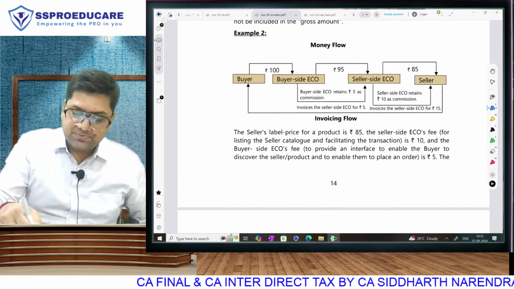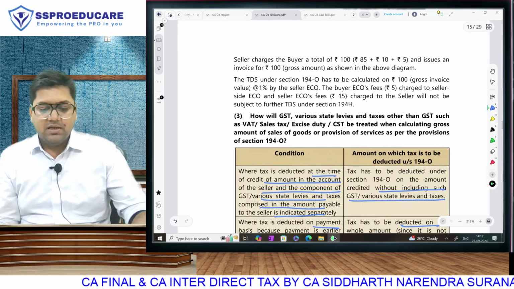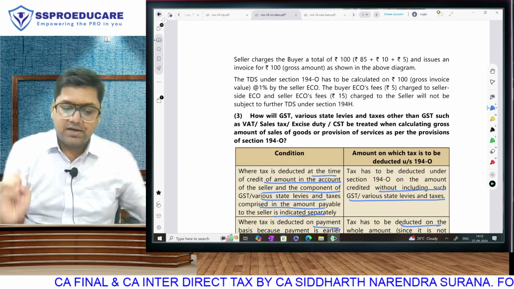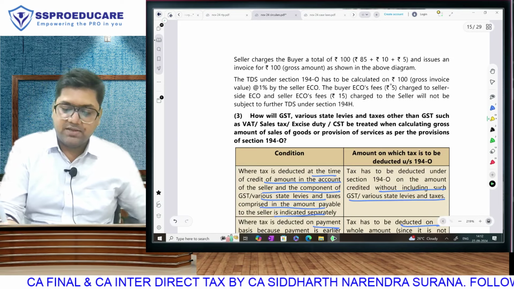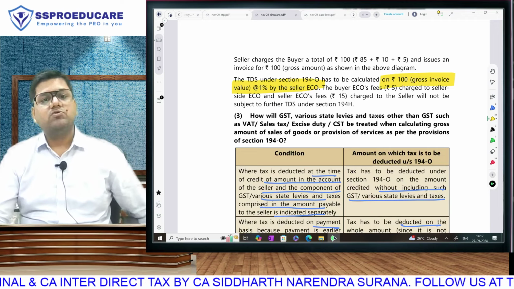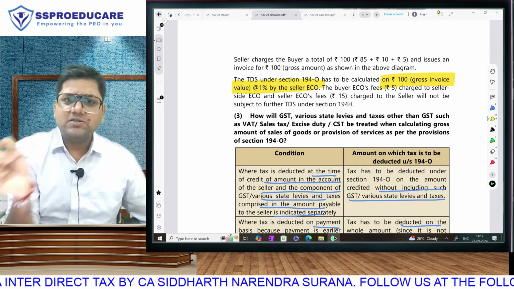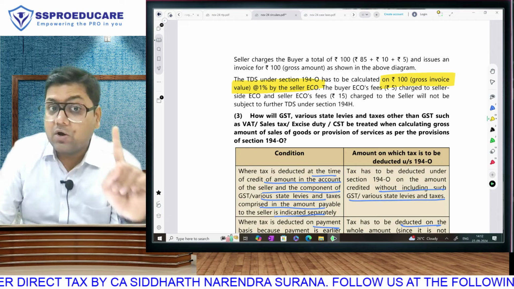Once again, the buyer is paying 100, then they are deducting charges. Ultimately, the amount remitted to the seller is less, but finally, the TDS will be deducted on the gross invoice value, that is 100. So, in short, the conclusion is, whatever amount leaves the buyer, that gross amount will attract TDS. The buyer will not deduct that TDS.